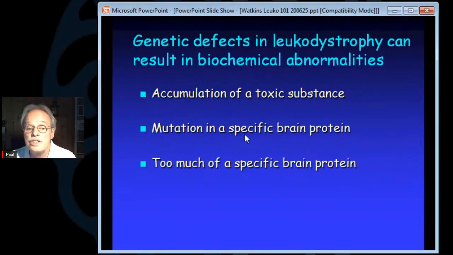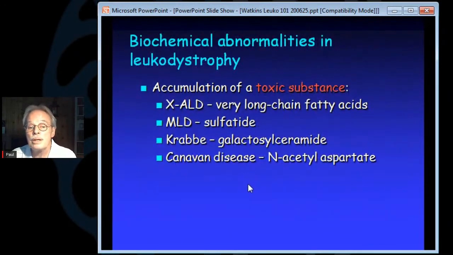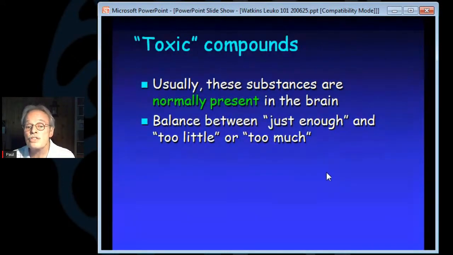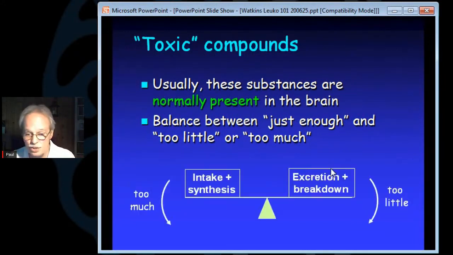It could be a mutation in a specific brain protein, or too much of a specific protein. The mutation in a specific brain protein sometimes causes the protein not to work. Sometimes it causes it to overwork and make too much of whatever it is that it makes. Some examples of accumulation of a toxic substance include X-linked adrenoleukodystrophy, where very long chain fatty acids accumulate; MLD, where a lipid called sulfatide accumulates; Krabbe, with galactosylceramide; and in Canavan disease, a substance called N-acetyl aspartate accumulates. Usually these substances are normally present, but there's got to be a balance between just enough, too little, and too much. It's the Goldilocks situation. And so you can use this little seesaw cartoon to see what is in balance and what's too much and what's too little.